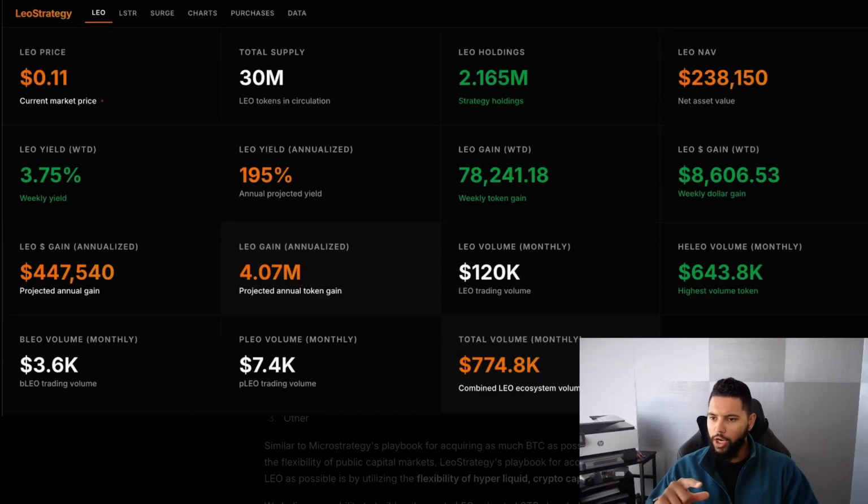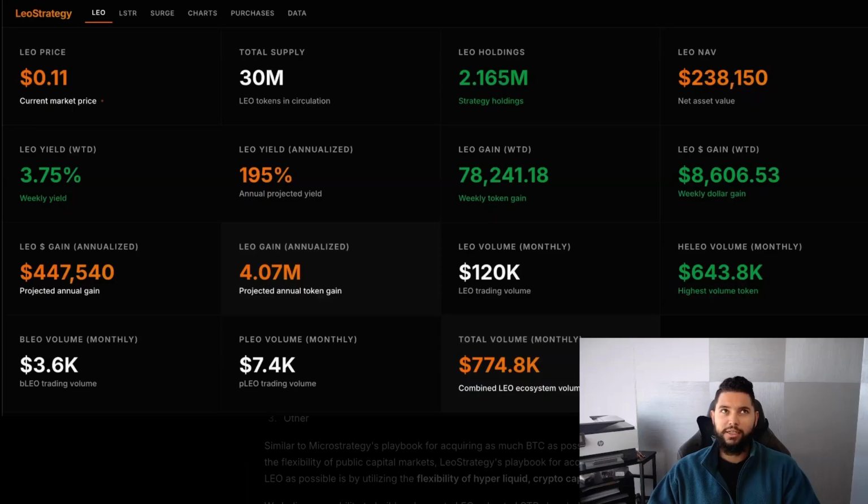The LEO volume, so now this is going to get into the LEO trading volume for all the different LEO pairs that are out there. That's important for a lot of reasons, but one of the main reasons is the LeoStrategy market maker. In my opinion, and I think in the opinion of a lot of others, the LeoStrategy market maker is going to be the most profitable part of LeoStrategy. What it's doing is really simple. It's market making all the different pairs for LEO, for LSTR, and for Surge.